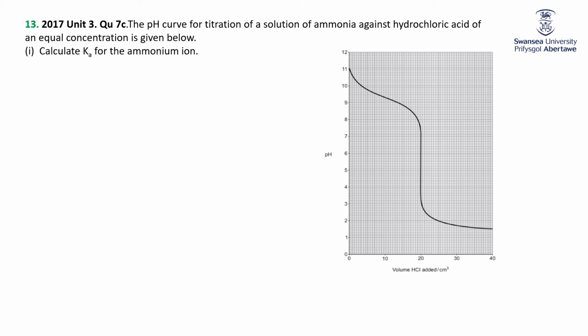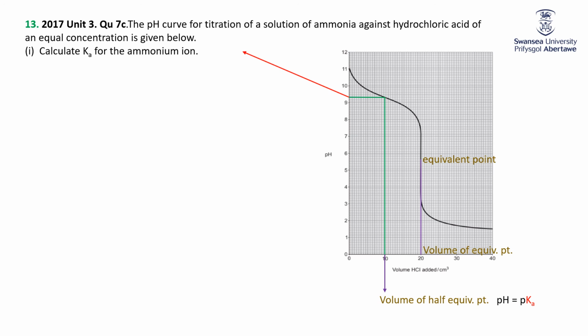So first question, calculate Ka for the ammonium ion. Well, there is the equivalence point at which all we have is the ammonium ion. But the important bit here is not the equivalence point pH, but the volume of the equivalence point from which we get the volume of the half equivalence point. So the equivalence point is about 20 mL of the HCl, so the half equivalence point about 10 mL. At the half equivalence point, the pH is the pKa, whatever acid you've got in there. Okay, there we go, along there, up to there, and we say the pH is about 9.3, and that's equal to the pKa of ammonium, because that's the acid that we have. So if the pKa is 9.3, the Ka is 10 to the minus 9.3, which is 5 times 10 to the minus 10.